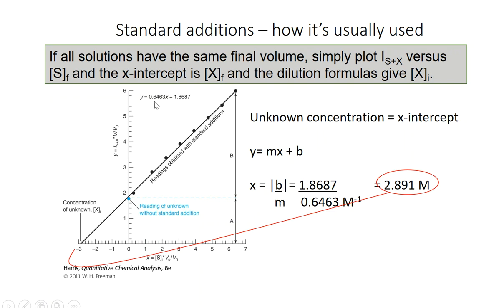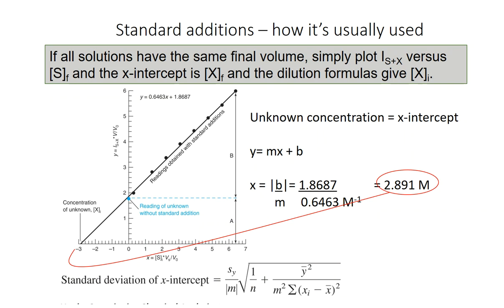So pulling those numbers off of here, here's the y-intercept, we'll plug that in for b. Here's the slope, we'll plug that in for m. And the slope would have units of inverse molar, or inverse concentration, whatever the concentration units are. And we would get a concentration of 2.891 molar. And that is the value of the x-intercept as we've crossed the x-axis. So this is the concentration of your unknown x from a standard addition approach.